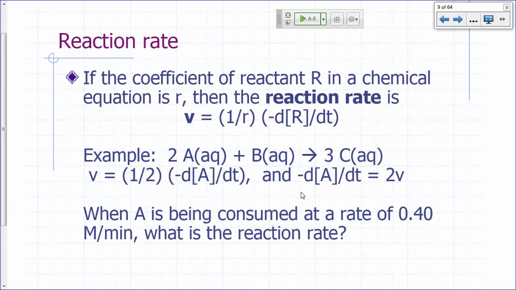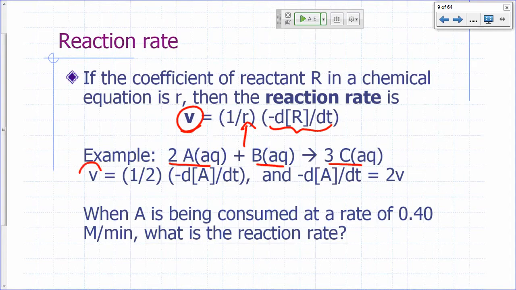We can define the reaction rate as follows. V, the rate of a reaction, is 1 over R, where R is the coefficient of reactant R, times the rate of consumption of reactant R. So, for example, let's say your reaction is 2A plus B gives you 3C.